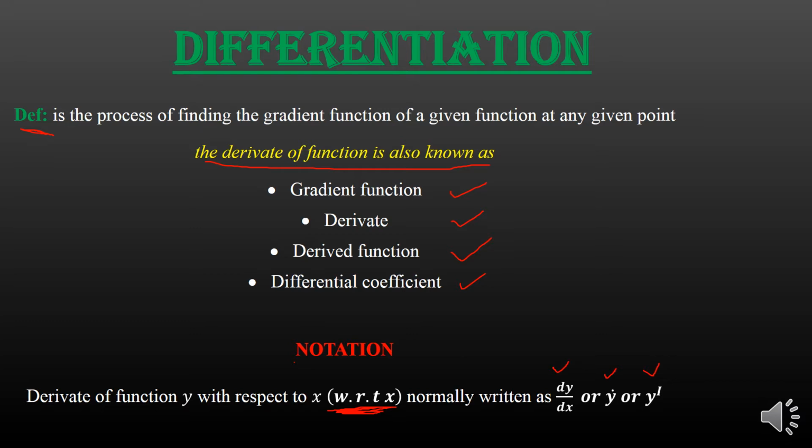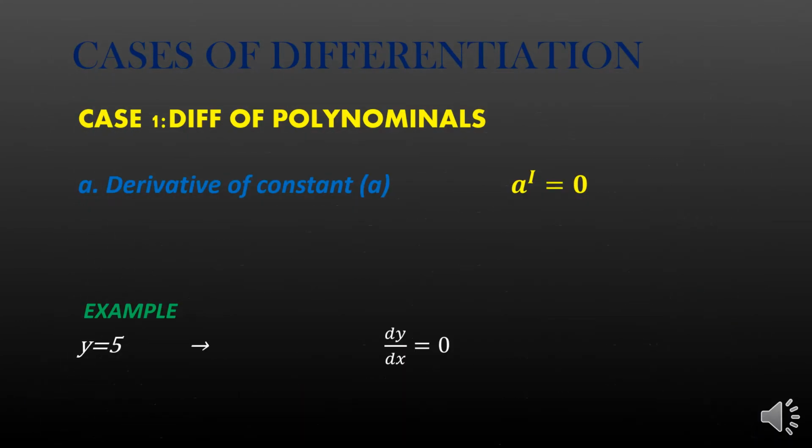Fine, let's look at the cases of different types of function. But in this video, I want to look at how we differentiate polynomials. That is case number one, differentiation of polynomials, like it is written there. Under differentiation of polynomials, we have different aspects that one ought to know. The first one is the derivative of a constant, let's say constant a. So a prime, that is the differentiation of a, is equal to 0. We are simply saying every time you differentiate a constant, the result is always 0.